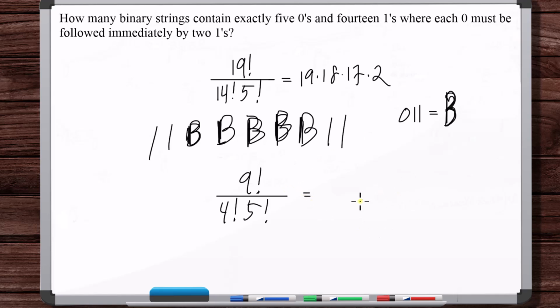So, okay, we've got 9 times 8 times 7 times 6 over 4 times 3 times 2. 3 times 2 is 6.